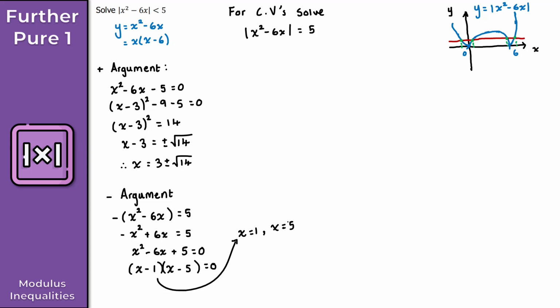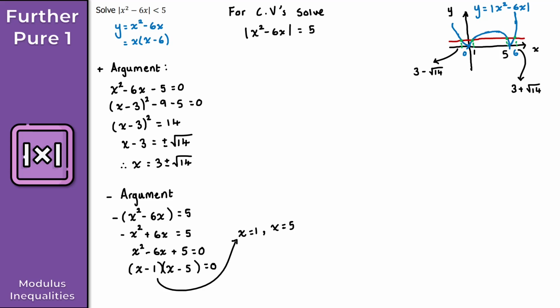Okay. So in that case, we can now clearly mark on our diagram these 4 points of intersection. So this furthest point to the left, that would be 3 minus the square root of 14. This one here then is 1. This one here is 5. And then for this final point, that would be 3 plus the square root of 14. And we're pretty much done here now.